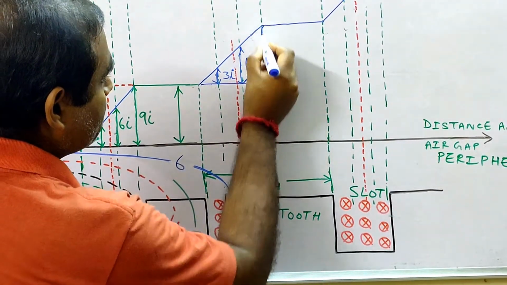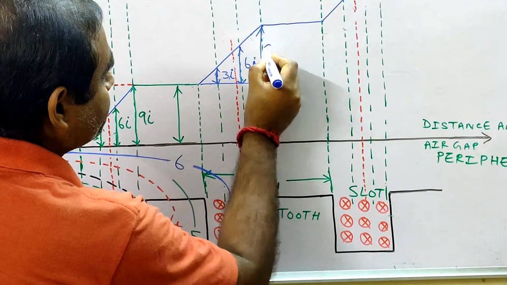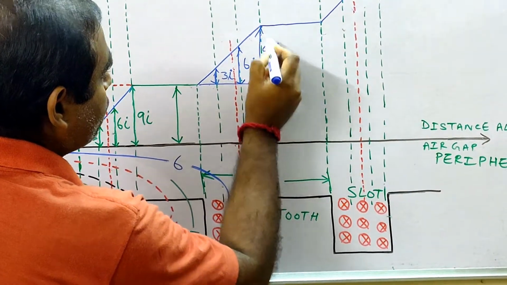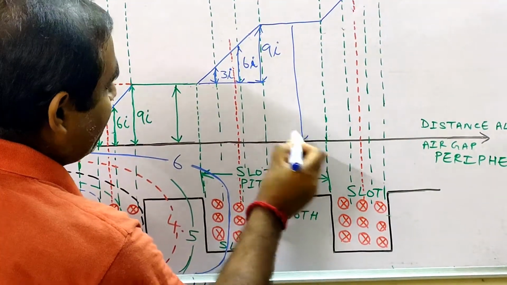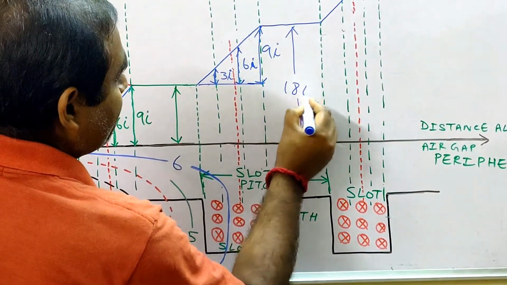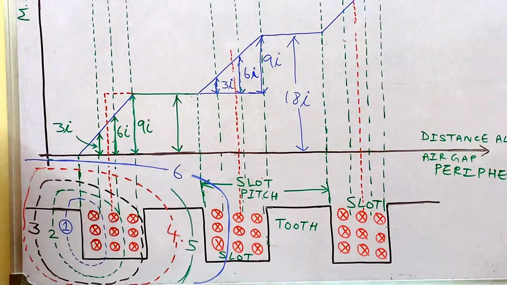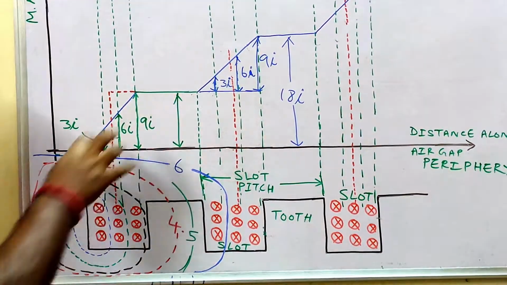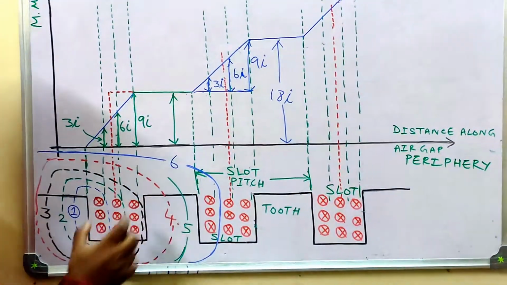This will be how much? This will be another 9i. So what is this entirely? This is 9 plus 9. How much? 9 plus 9? 18i. Isn't it? So this is 18i. So in this way you will find that MMF is changing over the slot portion.